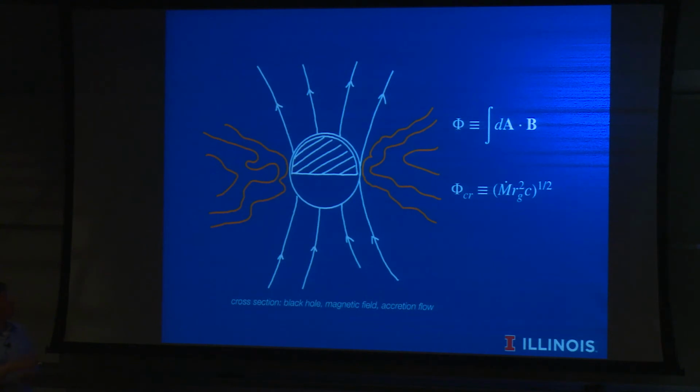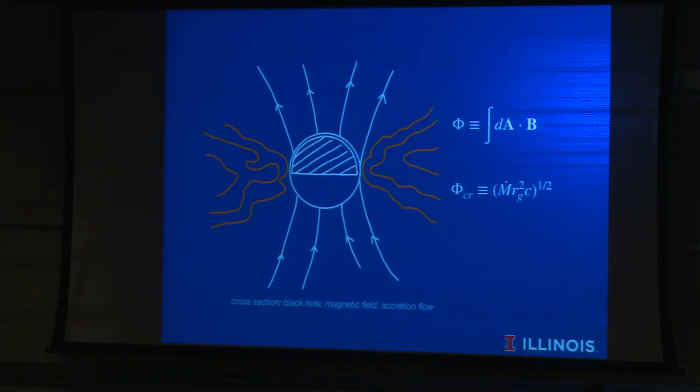And it turns out that there's a characteristic value for this flux, which is related to the accretion rate. So you can ask, at what point does the ram pressure from the accretion balance the magnetic pressure from the magnetic field that's trapped inside the black hole? And that simple estimate gives you this value for the characteristic magnetic flux.